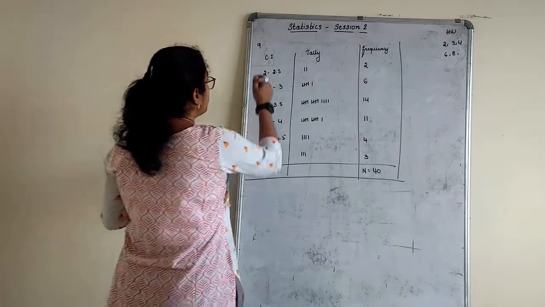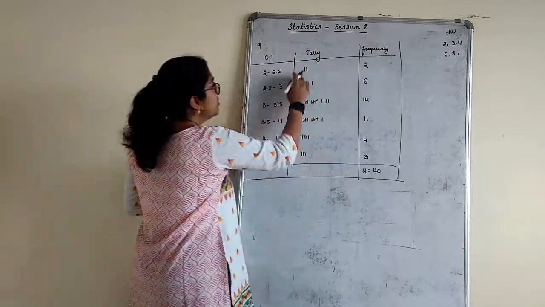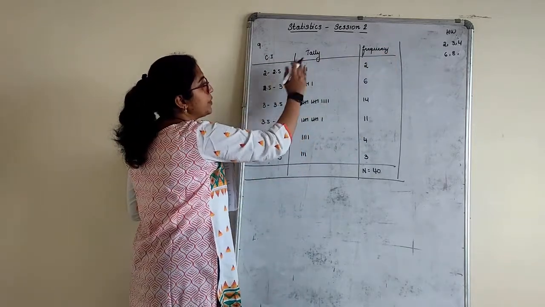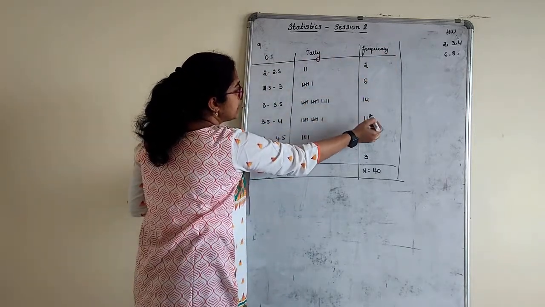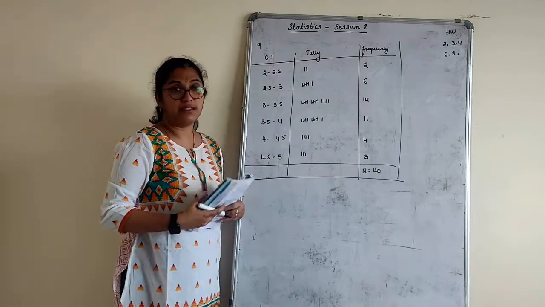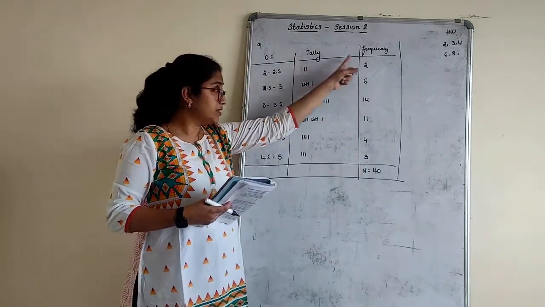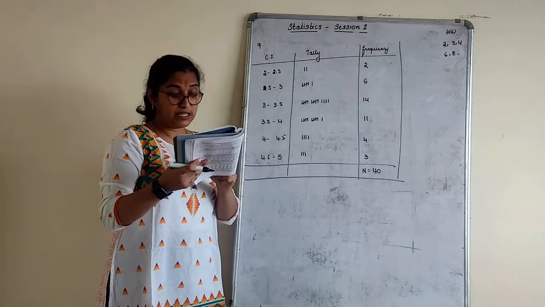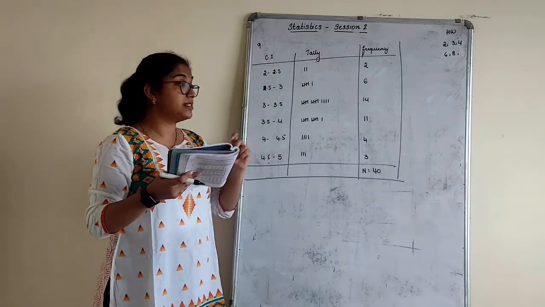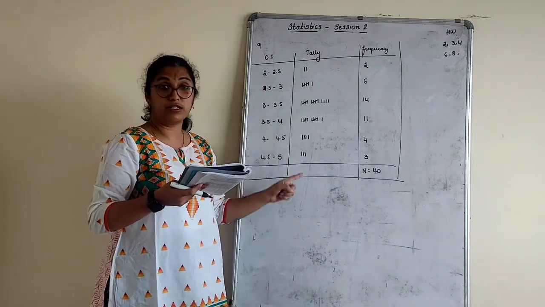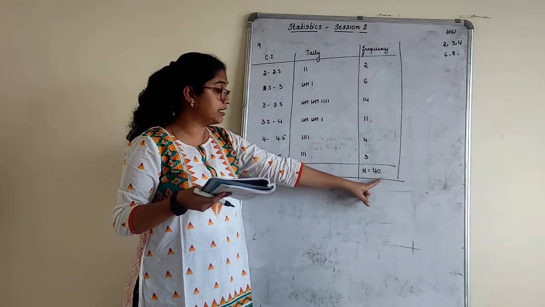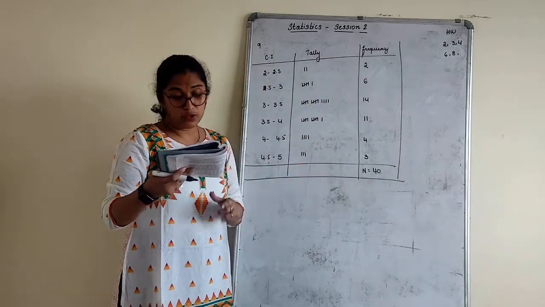So this is the frequency distribution table. So between 2 to 2.5 we have 2, then 6, 14, 11, 4 and 3. Answer is 40. Do it correctly. Read the given numbers very carefully and mark them across the tally. You will get the right frequency and the total will be 40. There are no sub questions asked here.